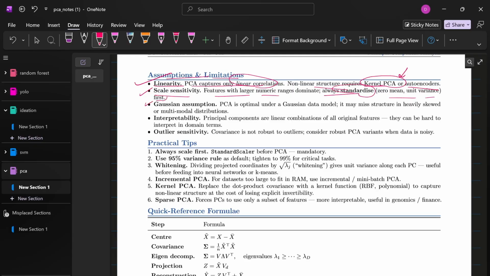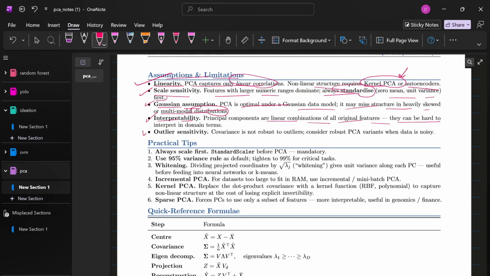Third is the Gaussian assumption. PCA works best when your data is roughly normally distributed. If your data is very skewed and has multiple clusters or weird shapes, then PCA might not capture the real structure. Number four, it is hard to interpret. Each principal component is a mixture of all the original features, so you just can't say PC1 equals age, PC2 equals income. It's a combination of everything, which makes it harder to explain to a non-technical person.